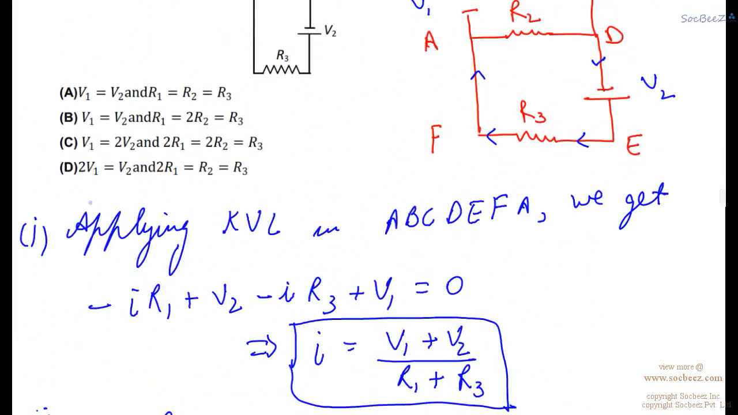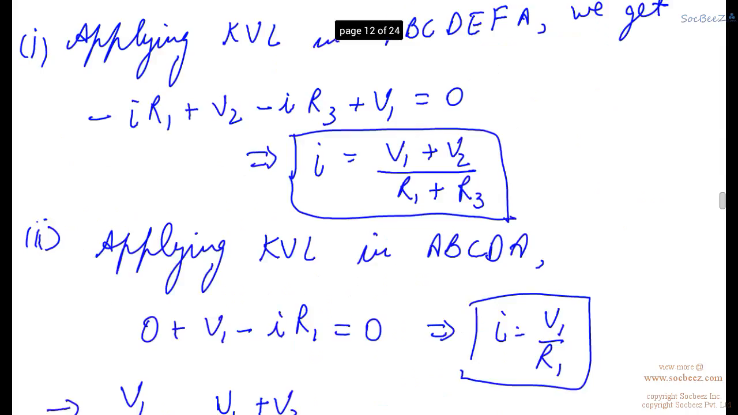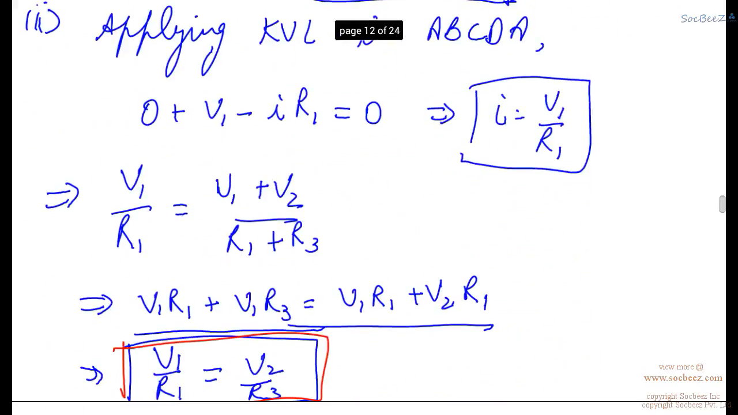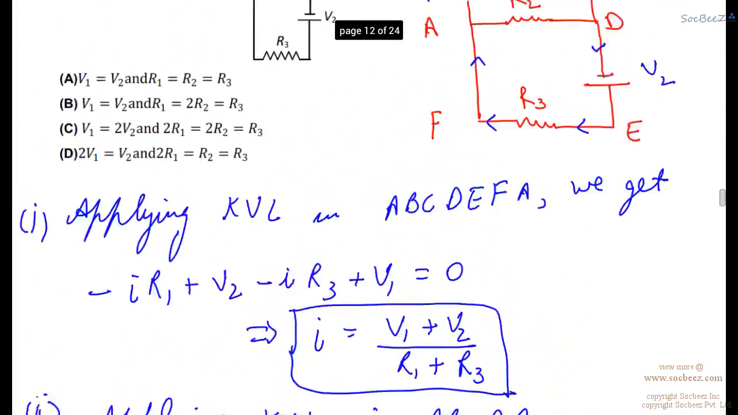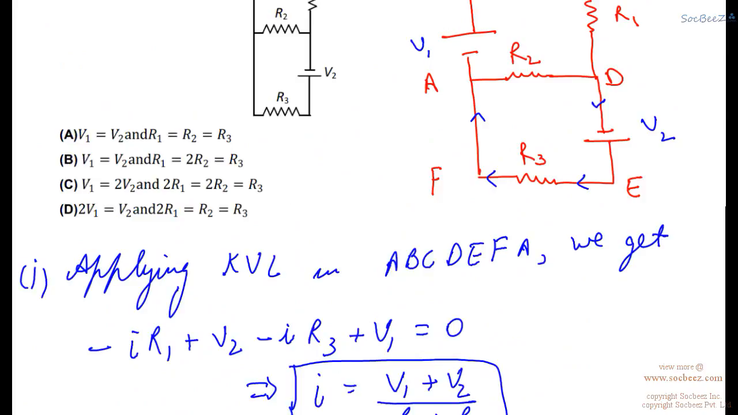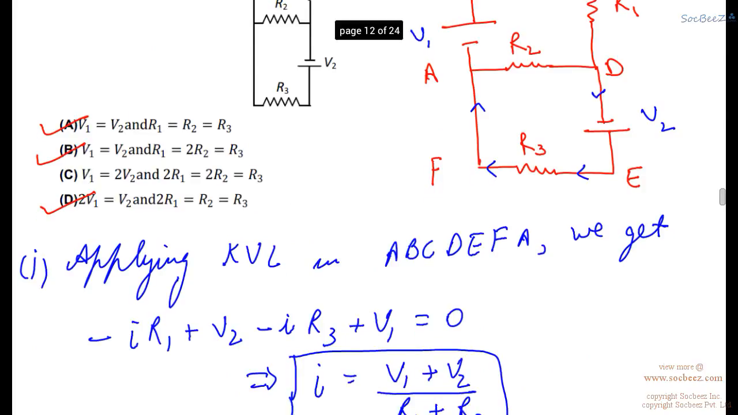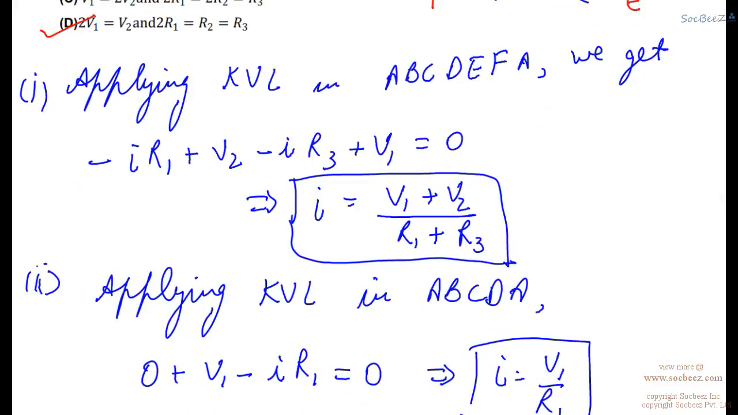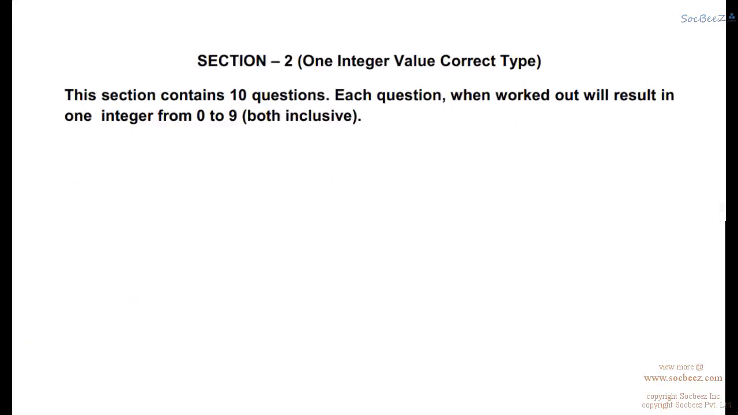Now if we use the conditions like V1 equals V2 in this equation, then only A, B and D satisfy that equation. Therefore, the correct options are A, B and D. C does not satisfy that equation. Okay. So now let's see another question.